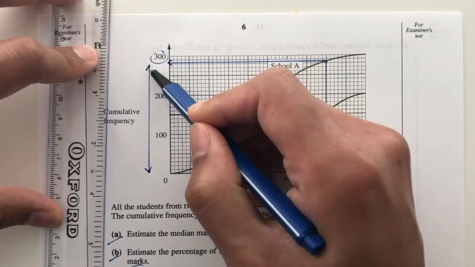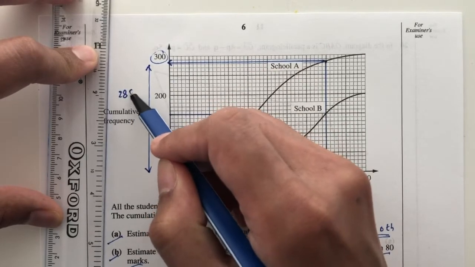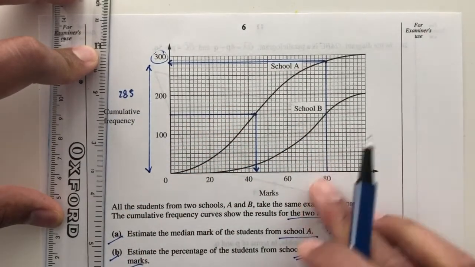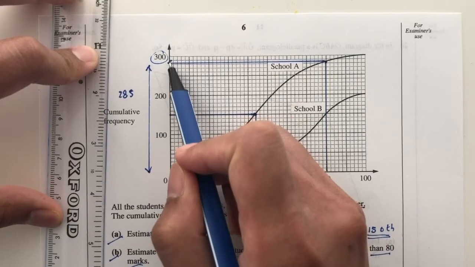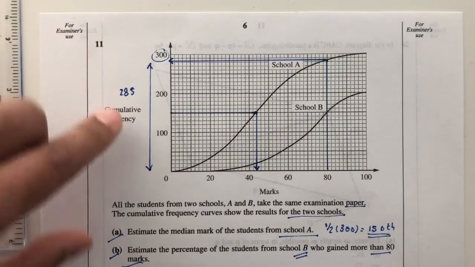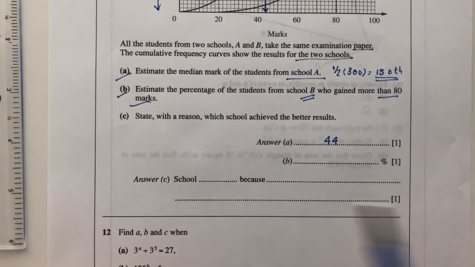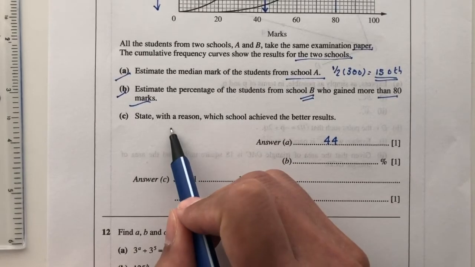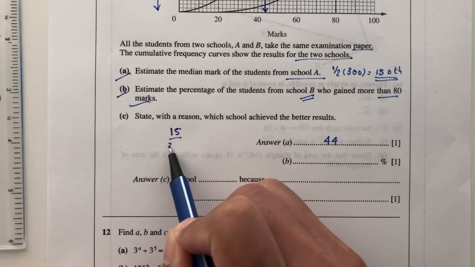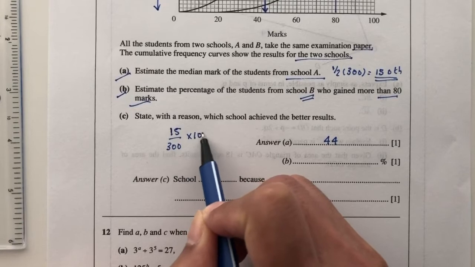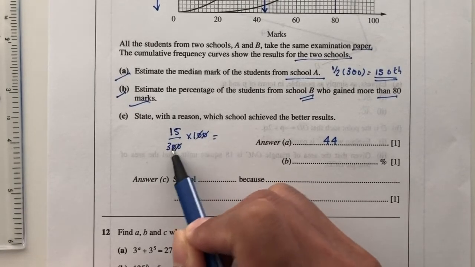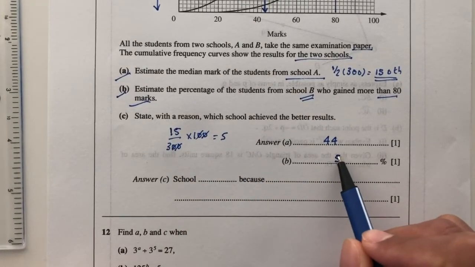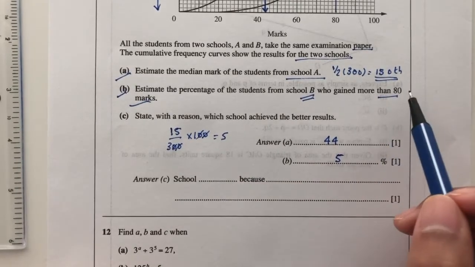This distance is 285, but they gain 80 or less. So we have to find this one, which is 300 minus 285 will be 15. So 15, now percentage will be 15 over 300 times 100. That will be 5%. So only 5% of the students gain more than 80 marks.